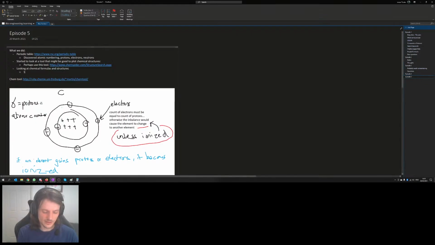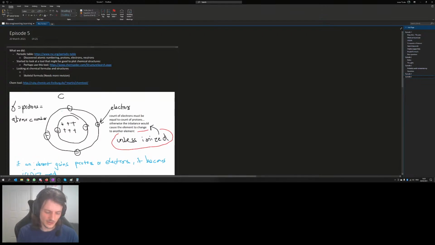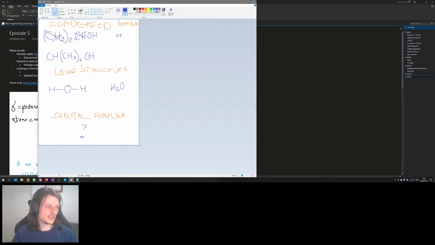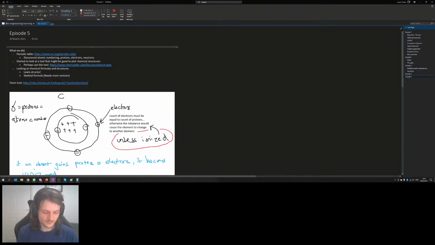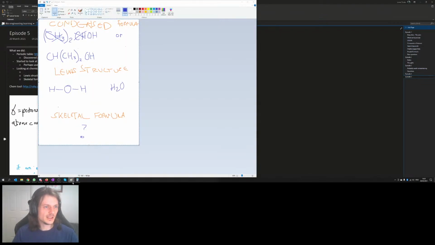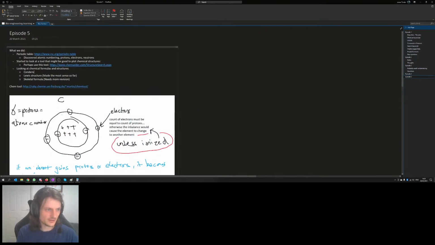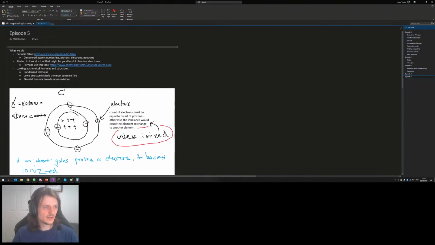We learnt about the skeletal formula, needs more revision, sorry. We learnt about the Lewis structure. Lewis structure made the most sense so far. And the other one, condensed formulas.